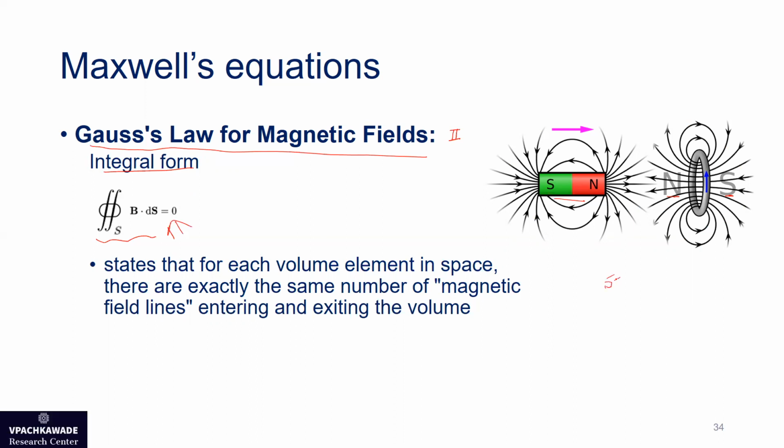So you have some small volume, and for each volume element in the space, there are exactly the same number of magnetic field lines entering and exiting the volume. So you have that volume, and within that volume, you have these magnetic field lines. The number of lines entering and exiting that volume are going to be the same. So the net magnetic field would be 0. That is what this equation says. The same is the case here. You see the number of lines entering are going to be equal to the number of lines exiting this volume. So that was the end of the second law.